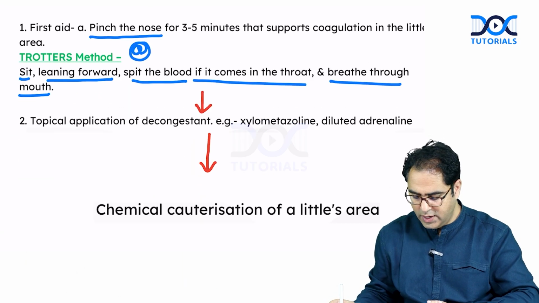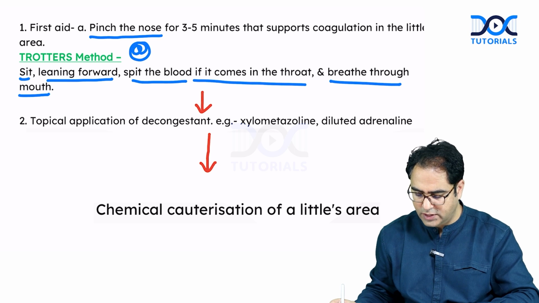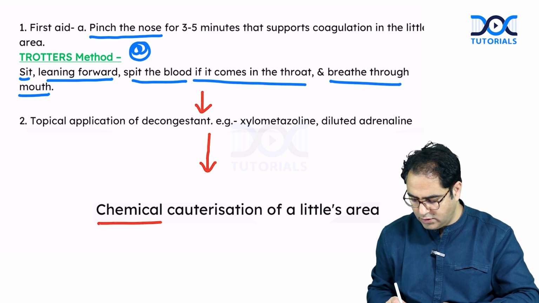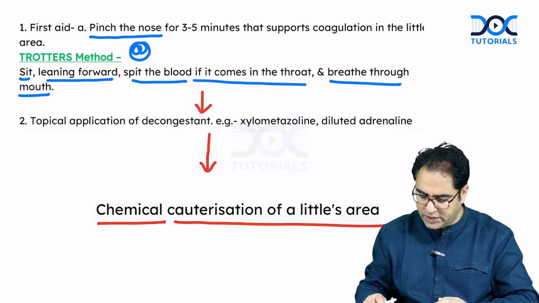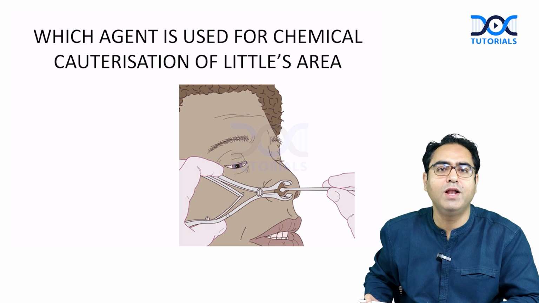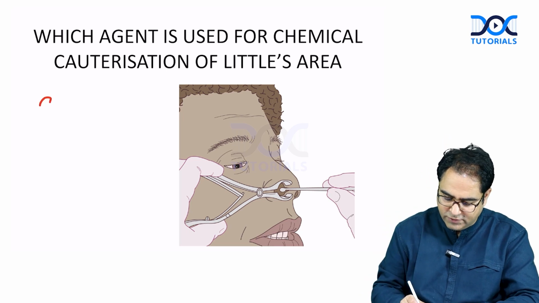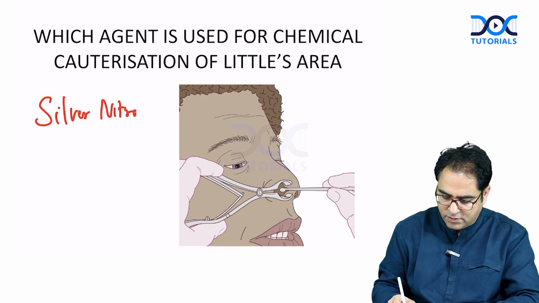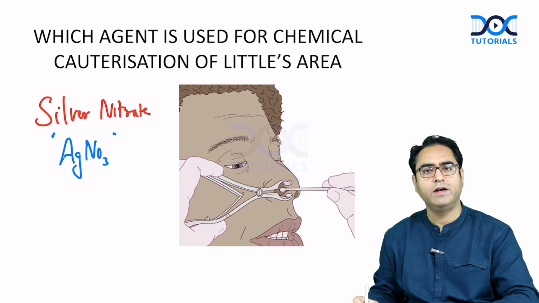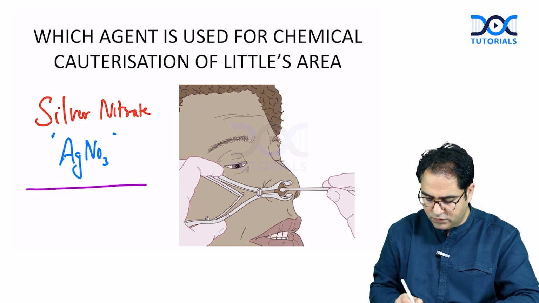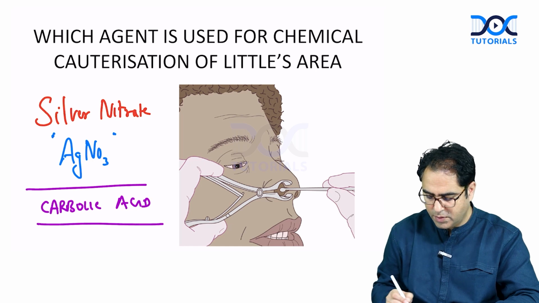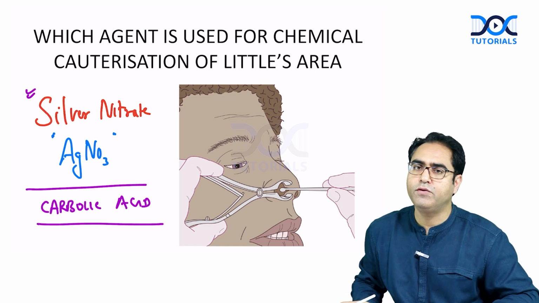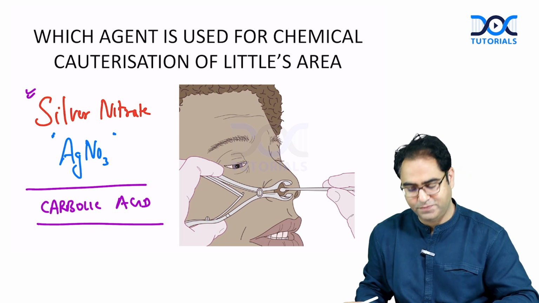Okay, now ENT people will do what? Chemical cauterization of Little's area. Chemical cauterization, let's burn the blood vessel which is bleeding. Now, which agent do we mostly use for chemical cauterization of Little's area? The answer is silver nitrate. Silver nitrate, you know, AgNO3, silver nitrate. Okay, if that's not available, we can use carbolic acid also. Diluted carbolic acid can be used. Okay, but this is preferable. Silver nitrate is the agent used for chemical cauterization of Little's area.